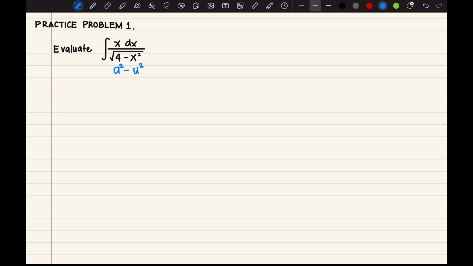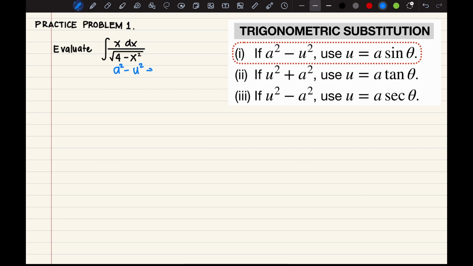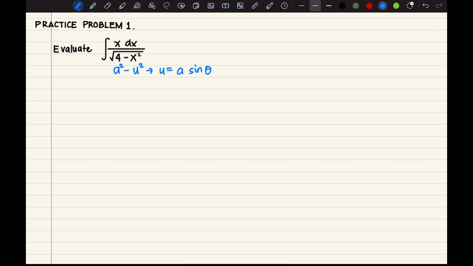And this particular form resembles yung sa case 1 natin. So our substitution will be u is equal to a sine theta. So now we have established that we need to simply determine the values of a and the values of u.